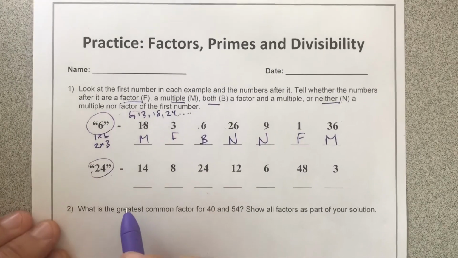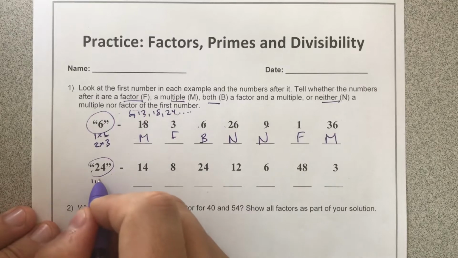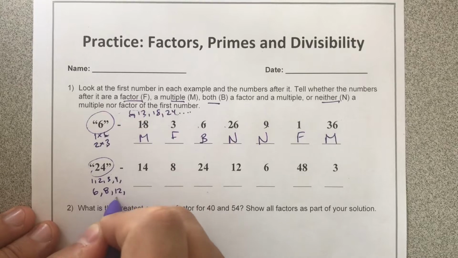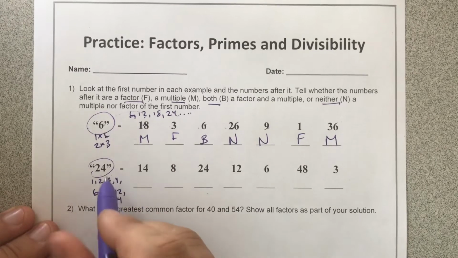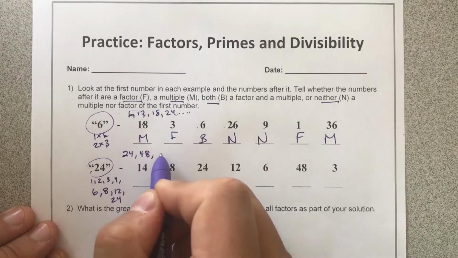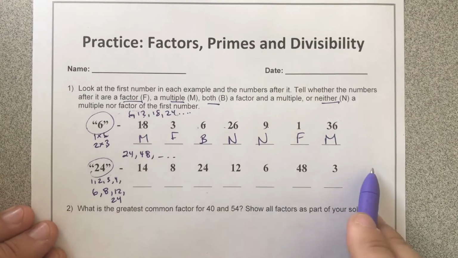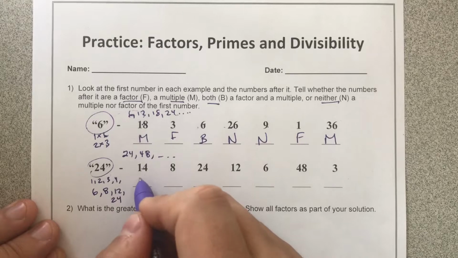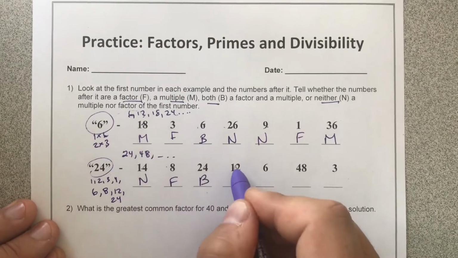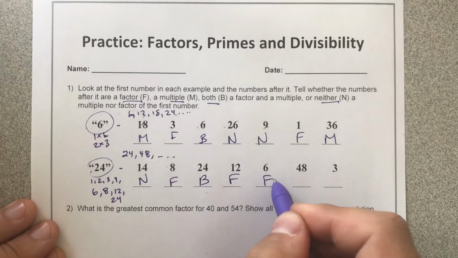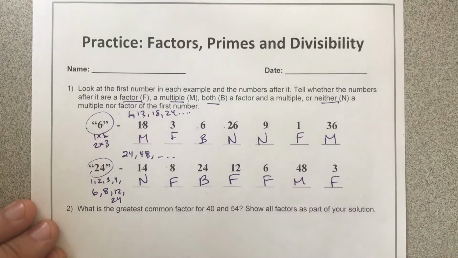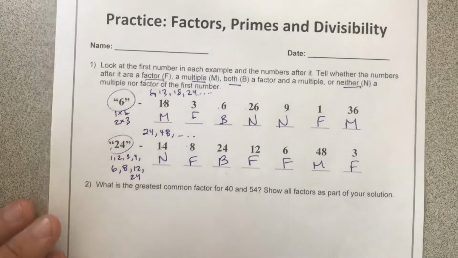For 24, if I'm thinking about the factors, 1, 2, 3, 4, 6, 8, 12, and 24, these are all numbers that can divide into 24. And if I think of multiples, it would be 24, 48, and so on. So if I'm looking at this list here, 14 isn't on either list, 8 is a factor, 24 is on both lists, 12 is a factor, 6 is a factor, 48 is a multiple, and 3 is a factor. So that's how you'd complete that question.